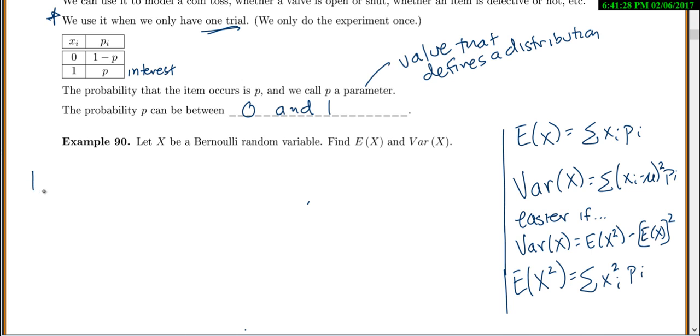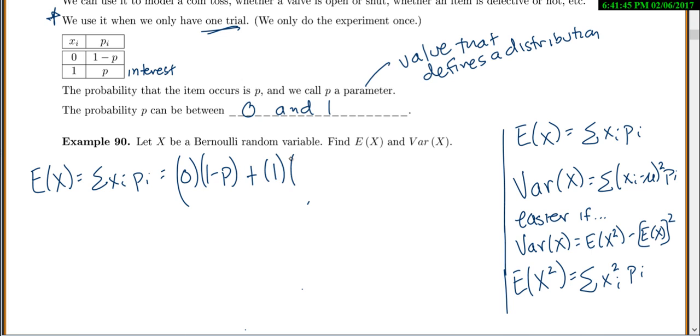Let's see. Okay, so x is Bernoulli. Find the expected value of x. Okay, so we just take the sum of each xi value times its probability. So our first x value is 0, and its probability is 1 minus p. Our next x value is a 1, and its probability is p. This is simple enough algebraically, because the 0 cancels this entire term, so we just get p.